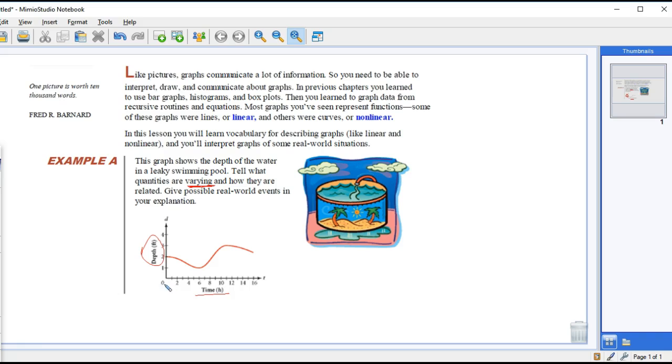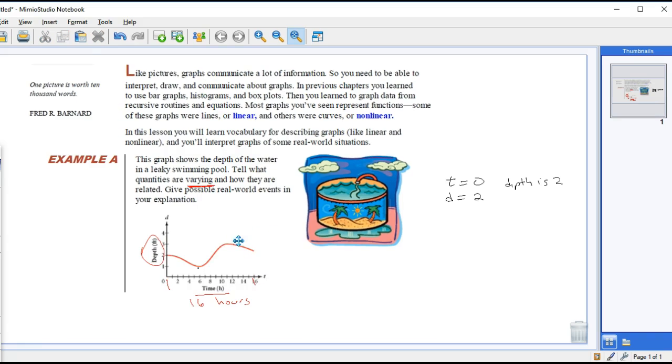First of all, I see that from 0 to about 16 hours, so we've tracked the depth of the pool for 16 hours. Also, I noticed that at t equals 0, the depth is 2, so we can say d equals 2. Then from there, it's decreasing for about the first 6 hours.